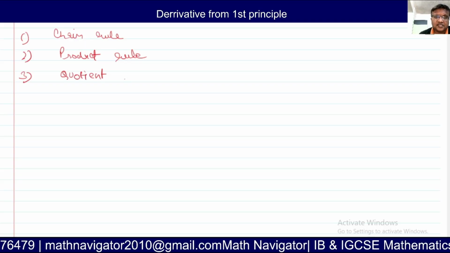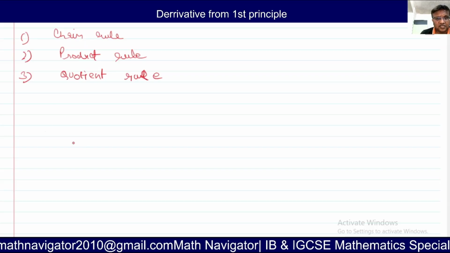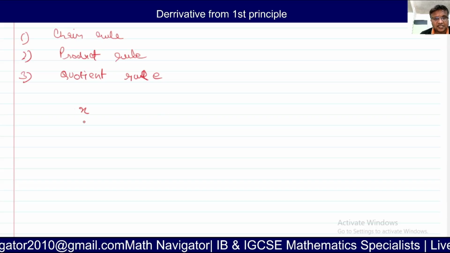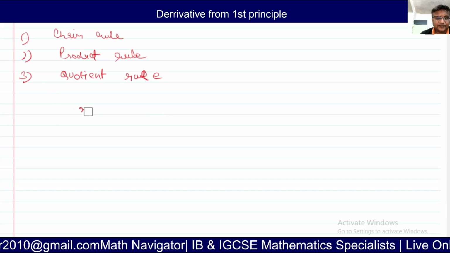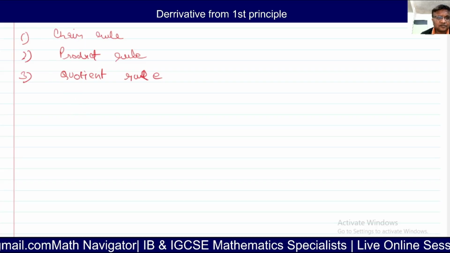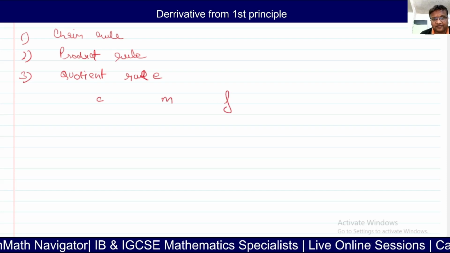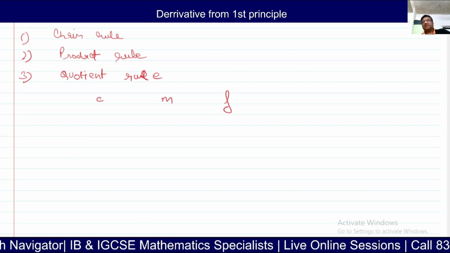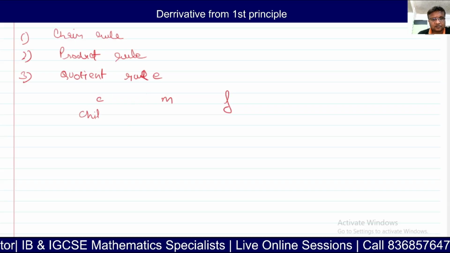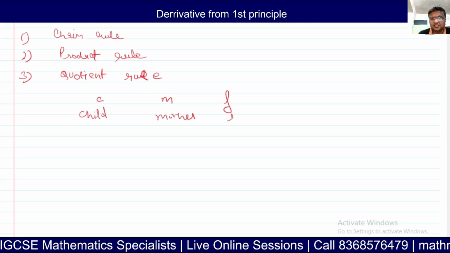So what is a chain rule? Chain rule is, let's say I have x, c, m, f. It is mainly used for composite functions. This is child, this is mother, and this is father.